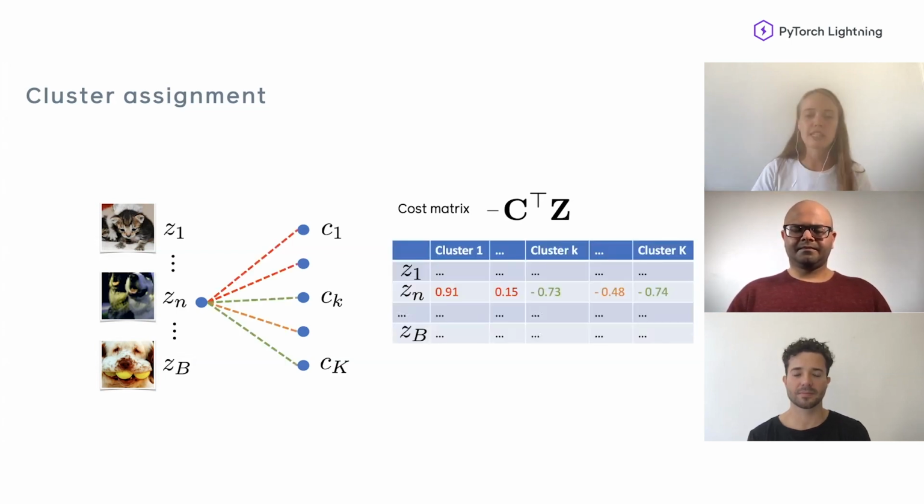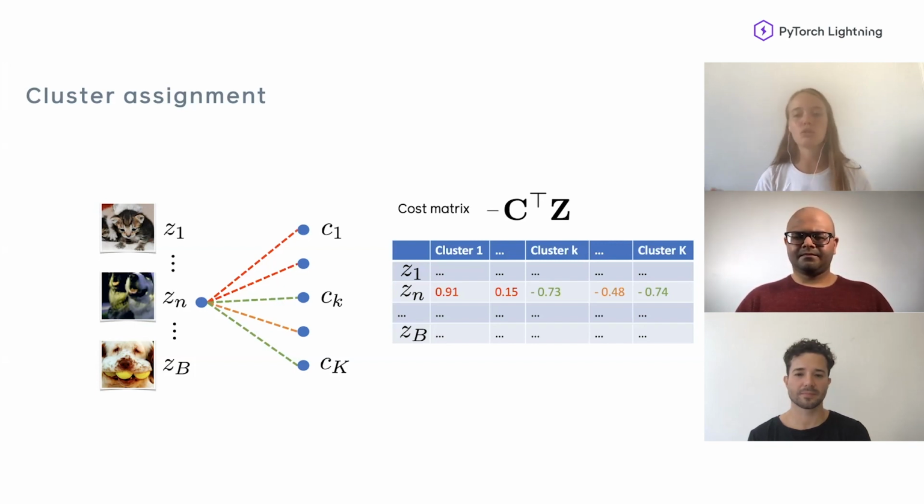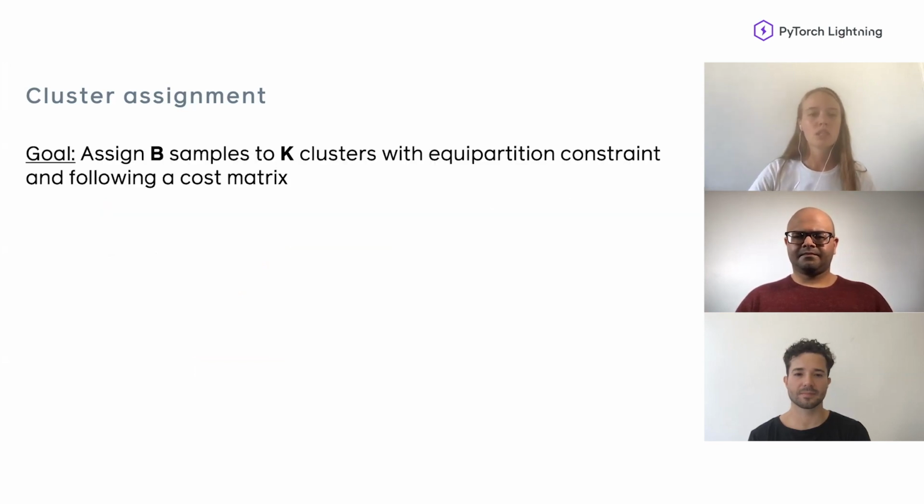So to be more precise, if we take the sample z and we have this cost matrix, we see that we are going to pay a high cost if we assign it to cluster 1, depicted here in red. But on the other hand, we're going to pay a low cost when assigning it to cluster small k and big K. So to recap, our goal is to assign the B samples of the batch to the K cluster prototypes with an equipartition constraint, and we follow a cost matrix to do so.